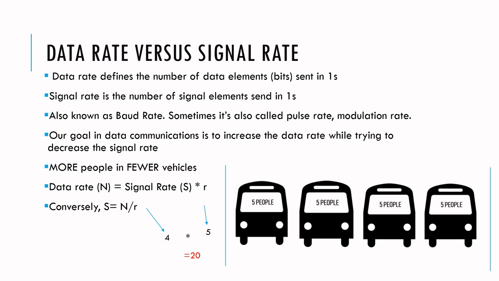If you think of it simply, there are 4 vehicles and each of these vehicles is carrying 5 people. So the total number of people being sent in 1 second is 5 plus 5 plus 5 plus 5, that's 20. And that would be your data rate, the total number of people being sent in 1 second, or the total number of data elements being sent in 1 second.